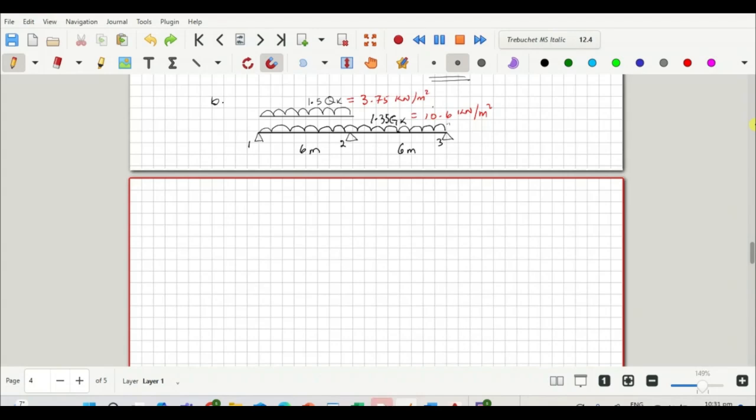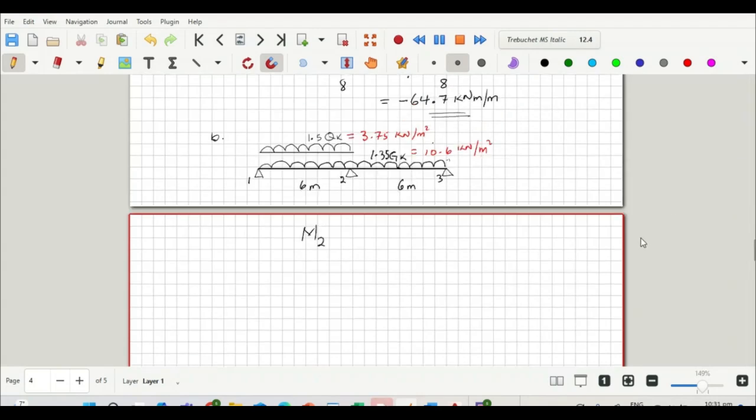So our M2, which is the negative hogging moment, will be equal to, using the formula we used previously, 9 on 128 multiplied by GK, which is the characteristic permanent action, multiplied by the span squared, plus 49 on 512 multiplied by QK multiplied by the span squared. So let us go ahead and slot in the values.